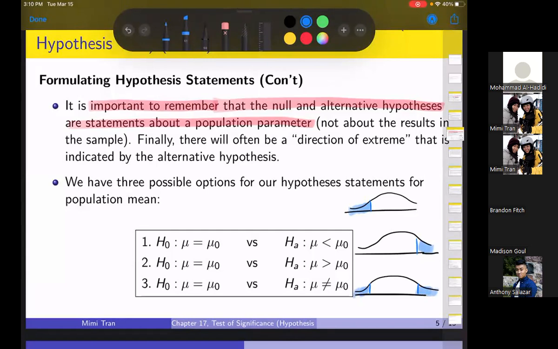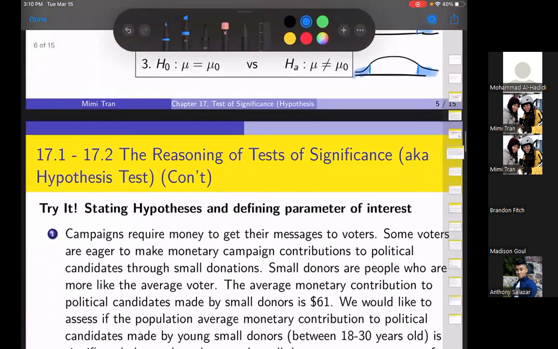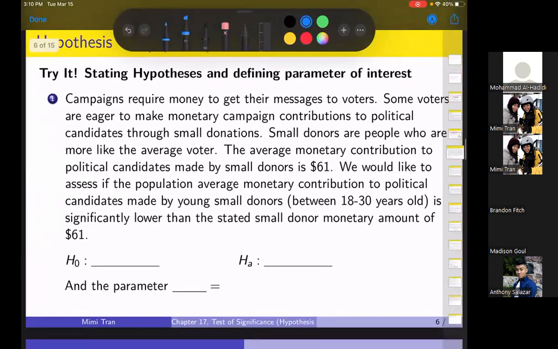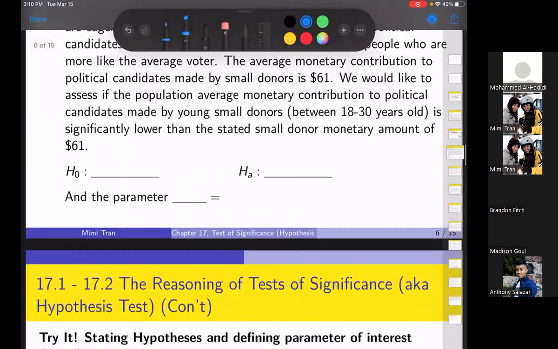And that is your p-value. The little things I highlight in blue, that's your p-values. And how do we find the p-value? It's going to use the z-test. So far, so good. Pretty simple. All right, I'm going to do number 1, and then you guys are going to do number 2.